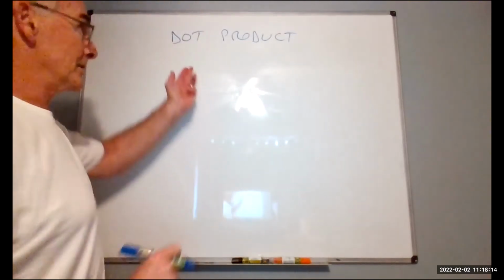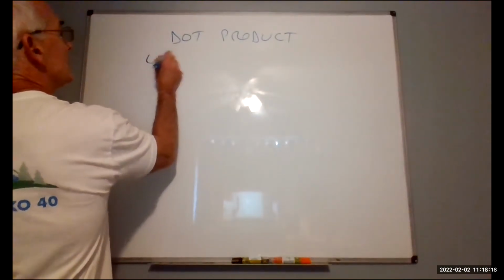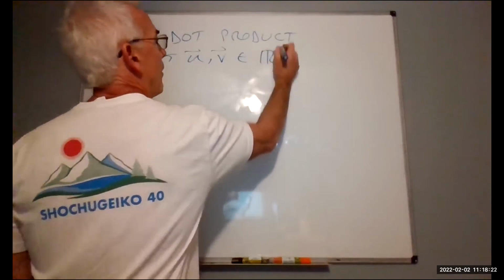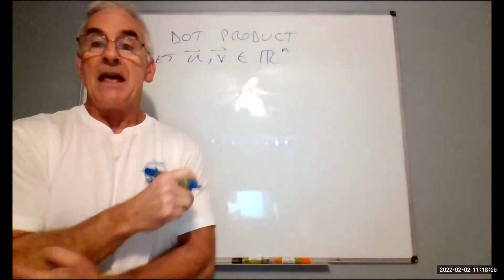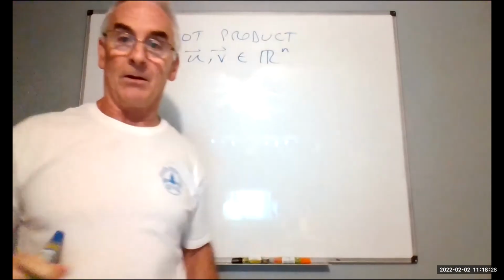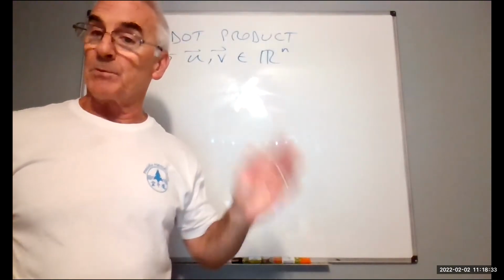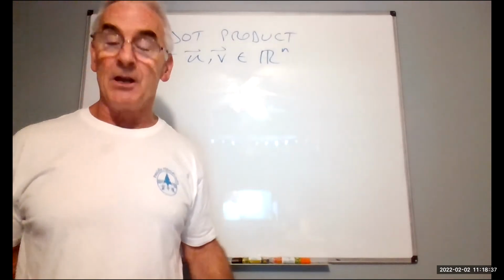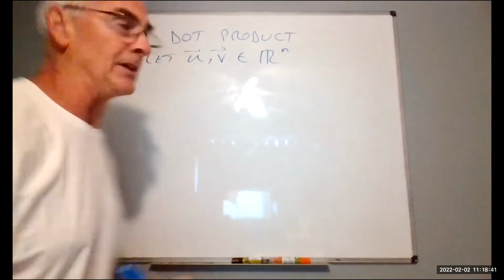Now, dot product, okay, I'm going to define it in general, okay? So let U and V be in Rn. I have two vectors that are the same dimension. Now, in our course here, we're only going to use 2- and 3-dimensional vectors. But what I'm going to define is true in all dimensions. There's no exception. So we'd like to know what's the general rule, and then we can say, what are we going to use in our class?